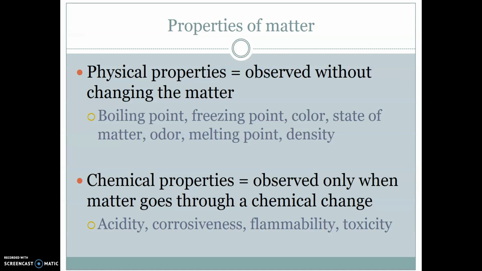Whenever we talk about properties of matter, we look at physical properties, so things that can be observed without changing the matter itself. Freezing point, color, melting point, density, the state of matter, those are all physical properties. Chemical properties will be observed only when matter goes through a chemical change. So when you burn it, you see the flammability. You look at the toxicity. Whenever you put it on some metal, you see how corrosive it is. So chemical properties you observe only whenever there's actually a change that takes place.